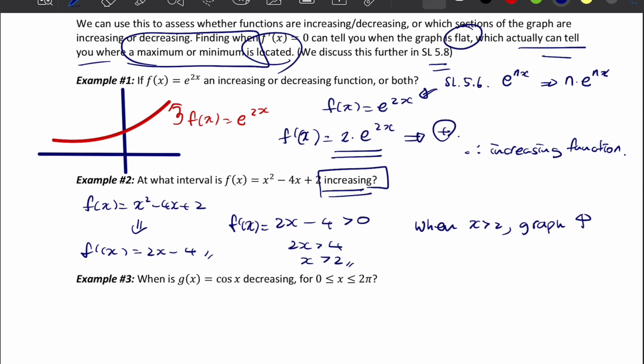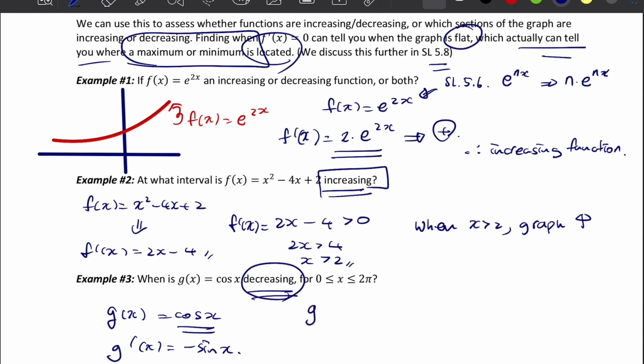Then example number 3 is asking when is g of x equals cosine x decreasing for the interval where the x value is greater than 0 and less than or equal to 2 pi. So we know that the function g of x is equal to cosine x. Then we need to find g prime of x. When you differentiate cosine x, it becomes negative sine x. Then since this needs to be decreasing, we set g prime of x equals negative sine x less than 0.